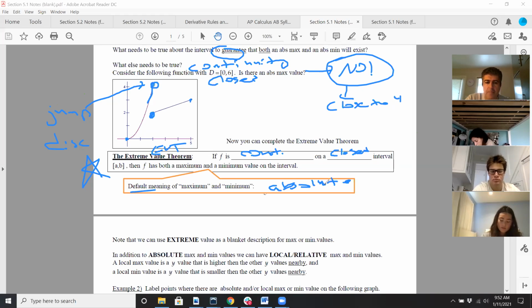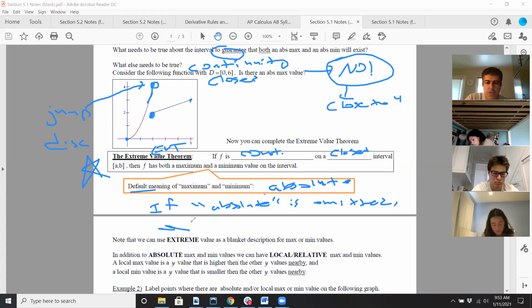So sometimes some people omit the word "absolute." If the word absolute is omitted, assume it's there. Now, why do you care about that? I mean, aren't all maximums going to be absolute? Not necessarily. That's going to be on the second page.